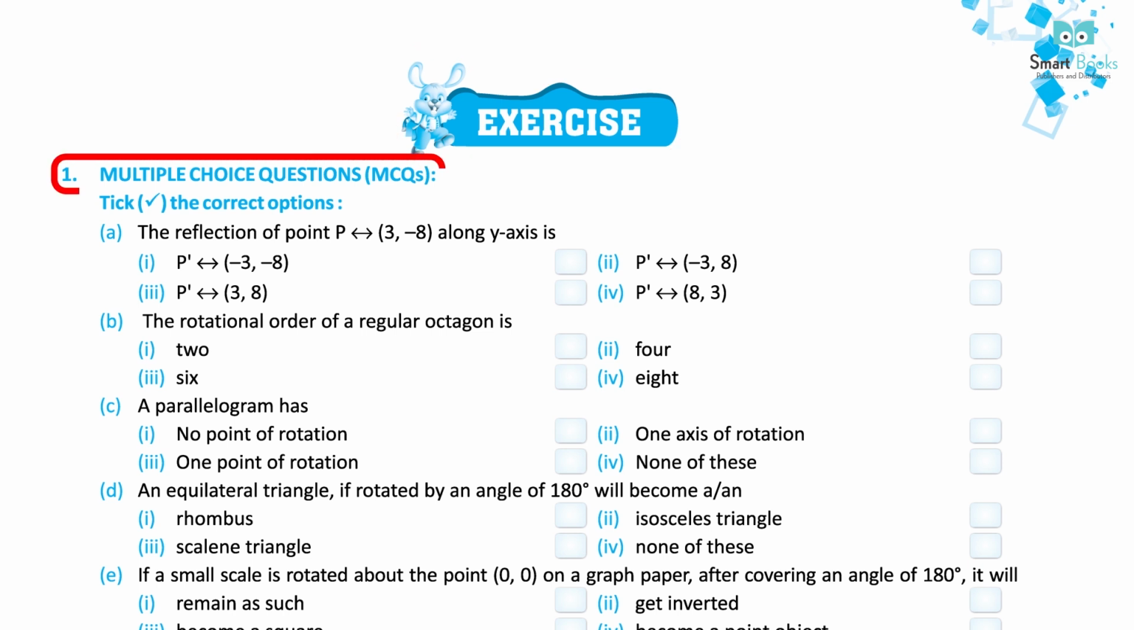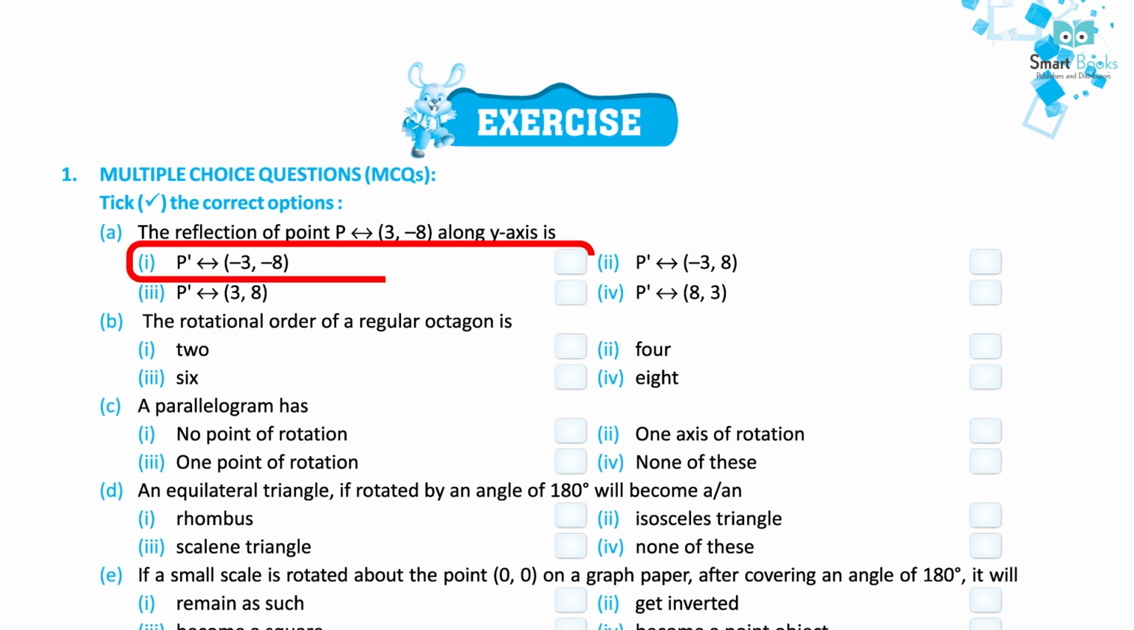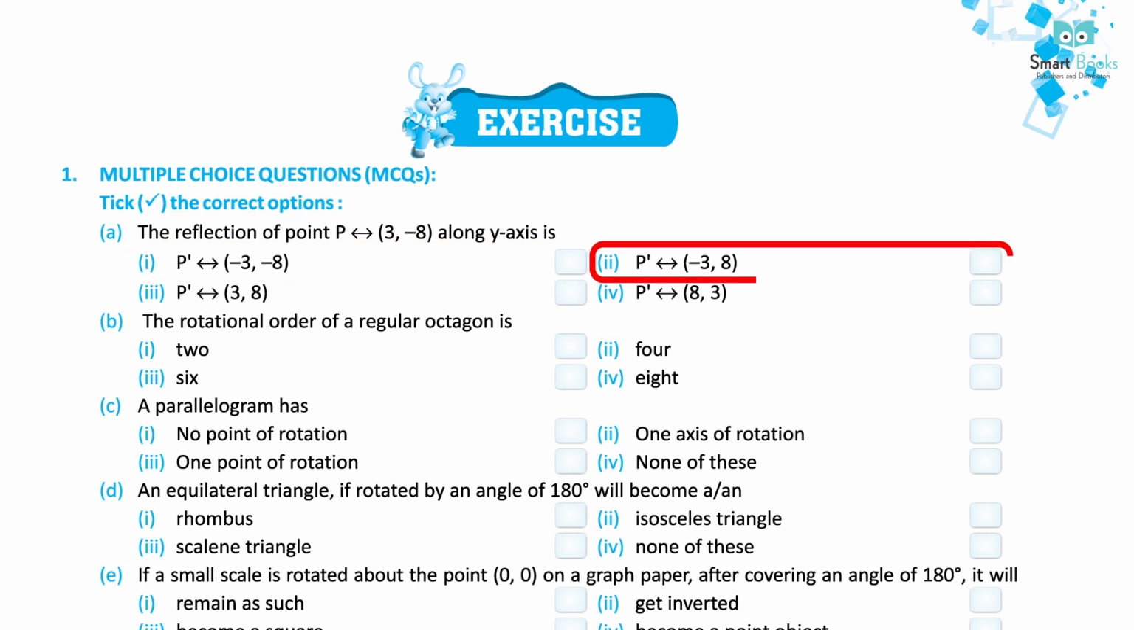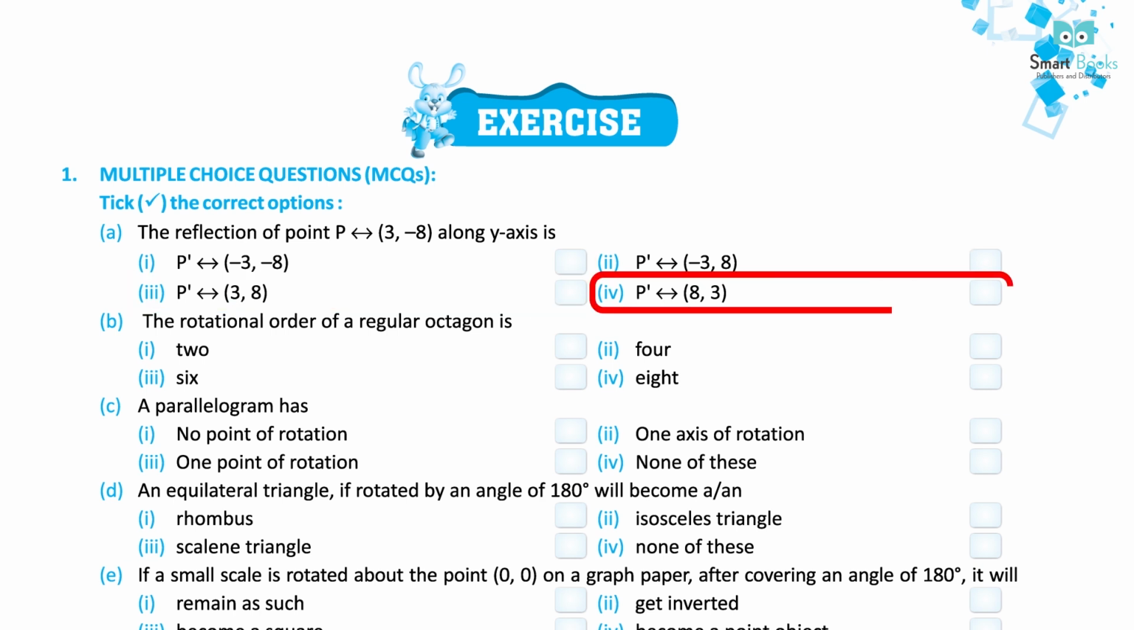Exercise: multiple choice questions. MCQs. Choose the correct options. A. The reflection of point P (3, -8) along the y-axis is: First, P (-3, -8). Second, P (-3, 8). Third, P (3, 8). Fourth, P (8, 3).